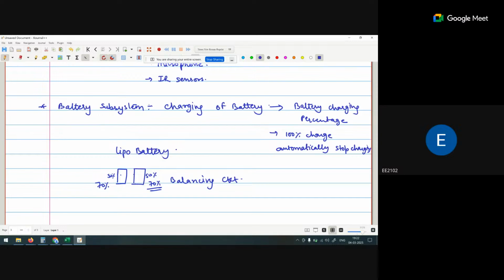From week 8, 9, 10, 11, we will go with these subsystems mainly. As I already told, the main important subsystem is the PMU, Power Management Unit.